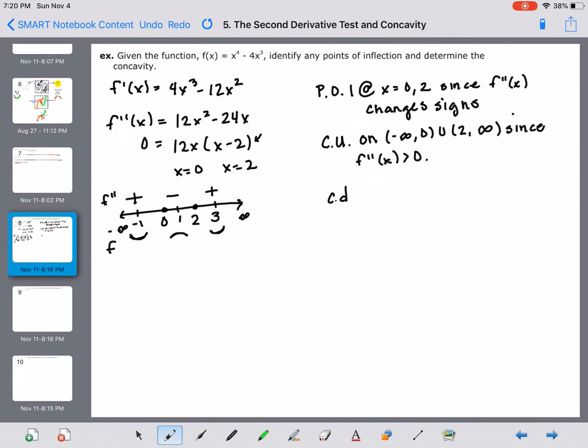Or concave down on 0 to 2, since my second derivative is less than 0. And there we go, all of our information right there.